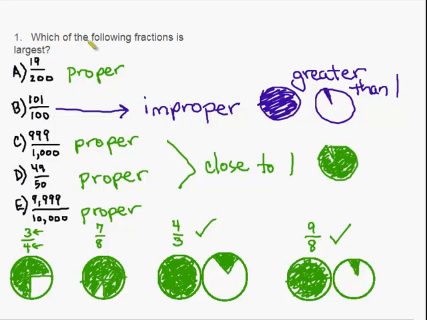When we're being asked which of the following fractions is largest, we don't need to know how close to 1 they are. That doesn't matter. We just need to know which one is the biggest. And if all the other fractions are proper and close to 1, yet less than 1, and we have an improper fraction that's greater than 1, we know that that's going to be the largest fraction, making B our answer.